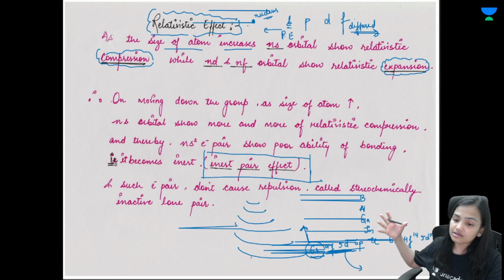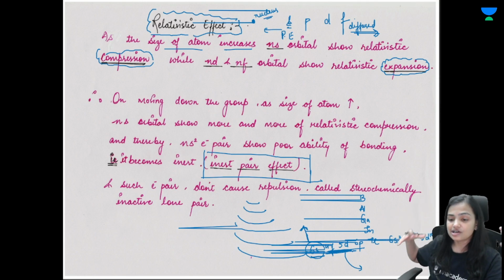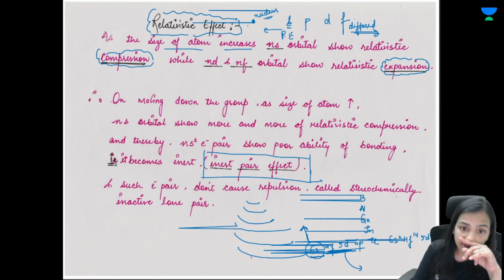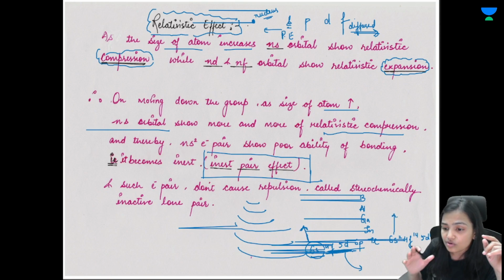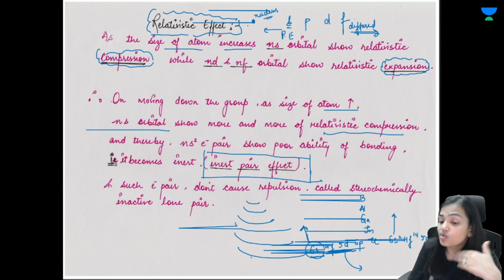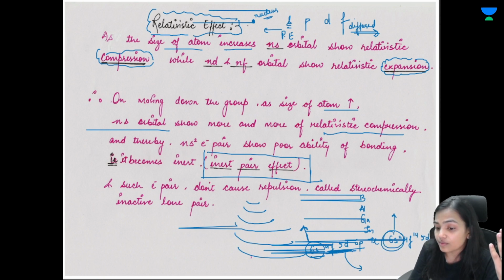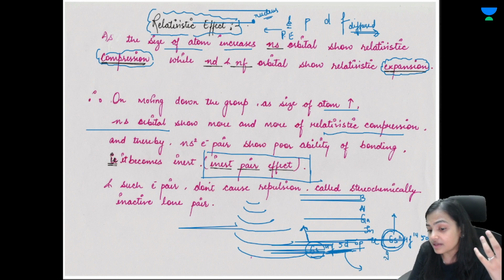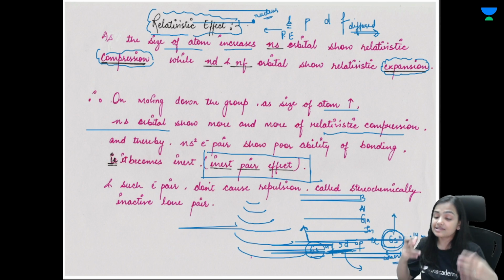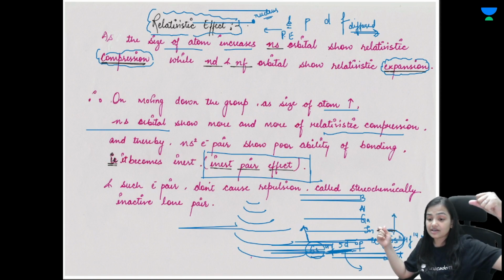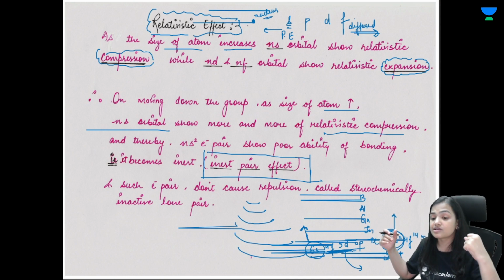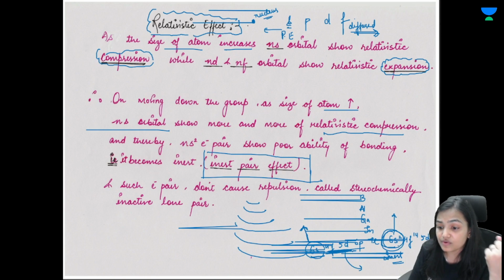So here the size of the thallium is bigger because we know there is the addition of new shells. Now the size of the atom is increasing. Now here the ns orbital will show more and more relativistic compression, means this s orbital will go more close to the nucleus. And when this goes more close to the nucleus, this pair of electrons will become inert in nature. Yes, this is the inert pair effect. So basically as the size of the atom increases, the s orbital shows relativistic compression, this goes more close to the nucleus.